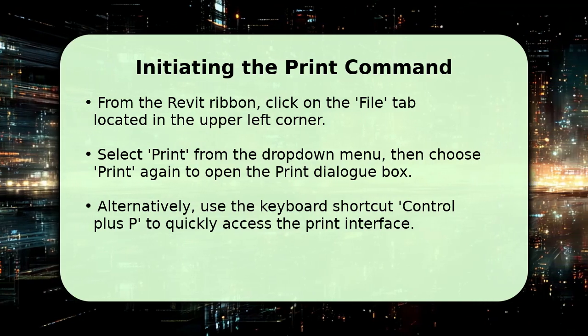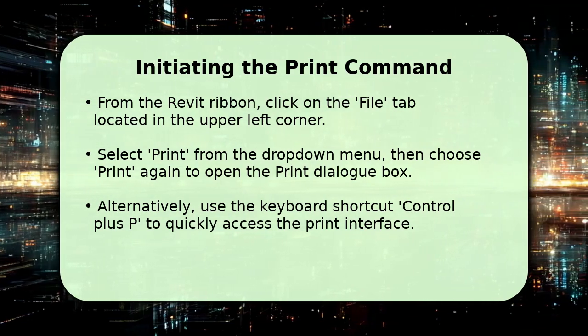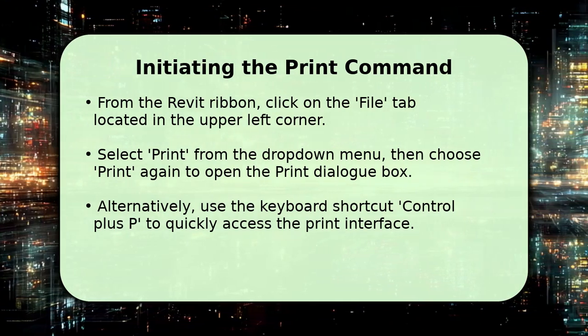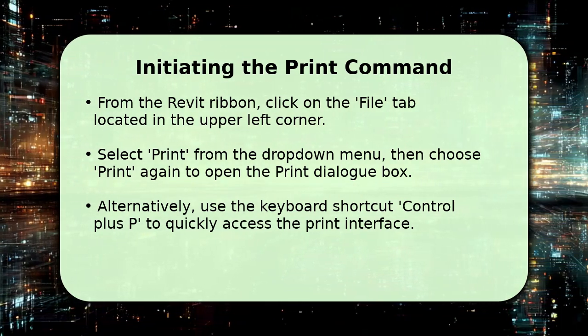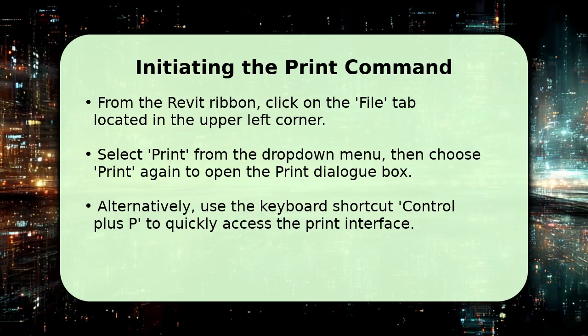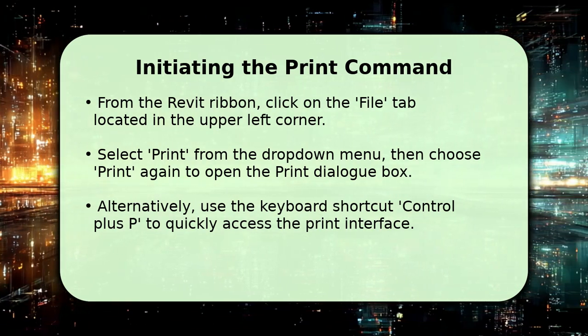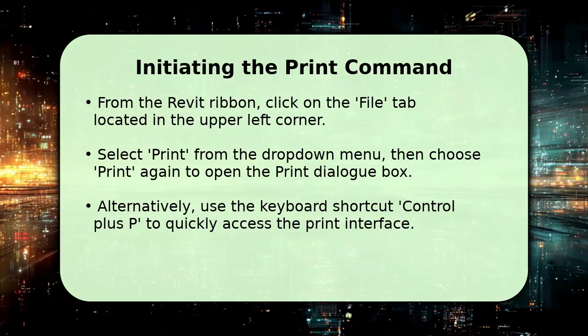Next, we need to access the print command to begin the export process. From the Revit ribbon, click on the File tab, which is located in the upper left corner of your screen. A drop-down menu will appear. Select Print from this list, and then click Print again to open the main print dialog box.